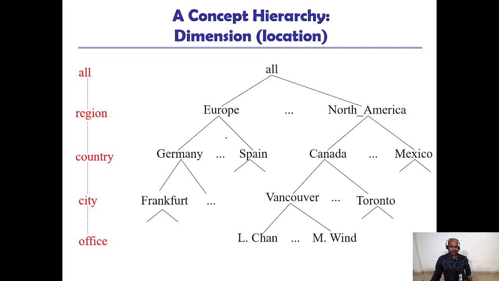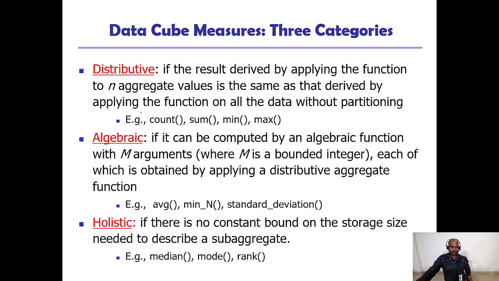So this is nothing but the concept hierarchy. The hierarchy will start from lower level to higher level. Suppose an office resides in a particular city. The city belongs to some state, the state belongs to some country, the country belongs to some region, and the region belongs to some continent, or we can say all. So this is how typical hierarchies will be maintained.